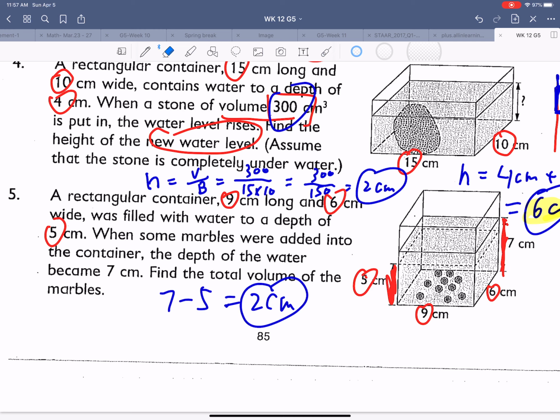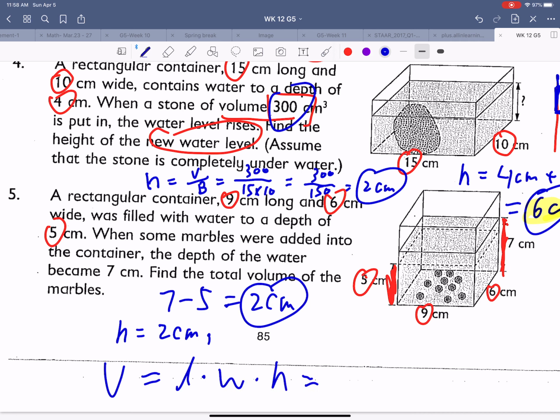So you may label the height increase as 2 centimeters, and the base doesn't change. So V equals length times width times height. Substitute the numbers: 9 times 6 times the height increase, which is 2. Calculate this by yourself. It's going to be 108 centimeters cubed. Okay, your final answer is 108 centimeters cubed.